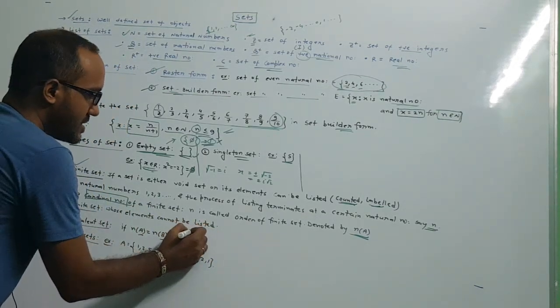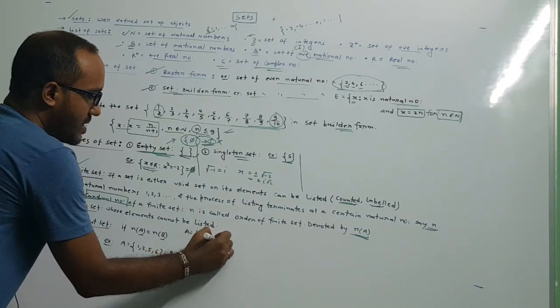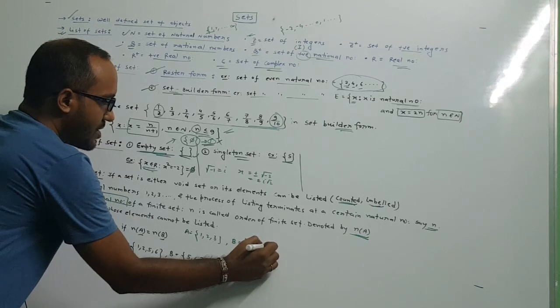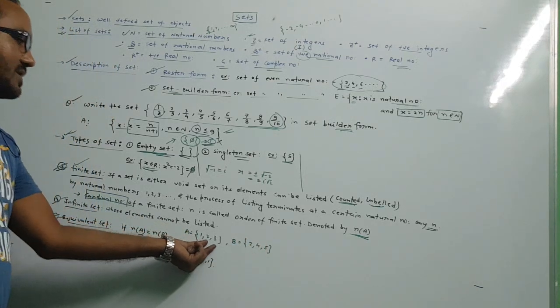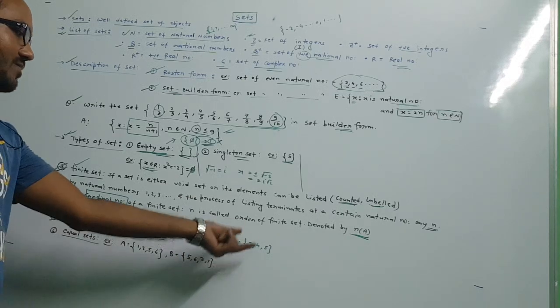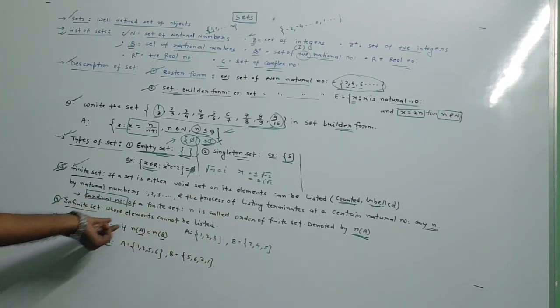Let us say we have one set 1, 2, 3 and another set 2, 4, 5. See, here we have 3 elements and here we have 3 elements. So n of A equals n of B. That means the number of elements are same. Okay, so these are equivalent sets.